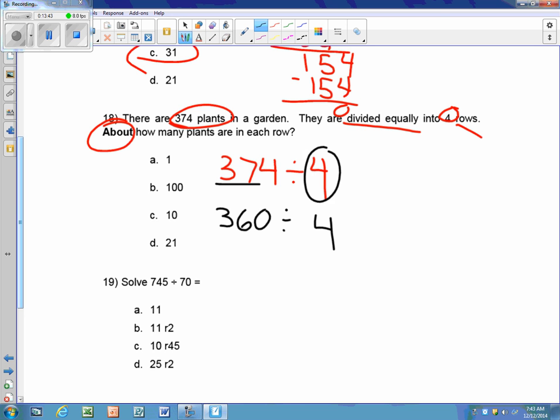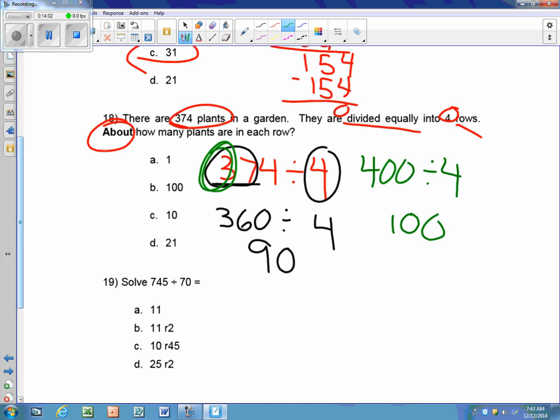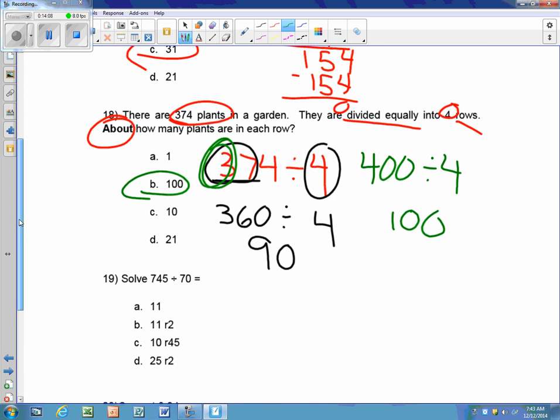360. And my answer would be 90, but I don't see something that matches. So instead of giving up, I try another way. Instead of skip counting by into 37, maybe in this case I should skip count and see if there's something close to that. So if I round that to 400, then I would get 100, and that makes sense. Because there's an answer there. Sometimes your estimate needs to be adjusted and you need to figure out another way.